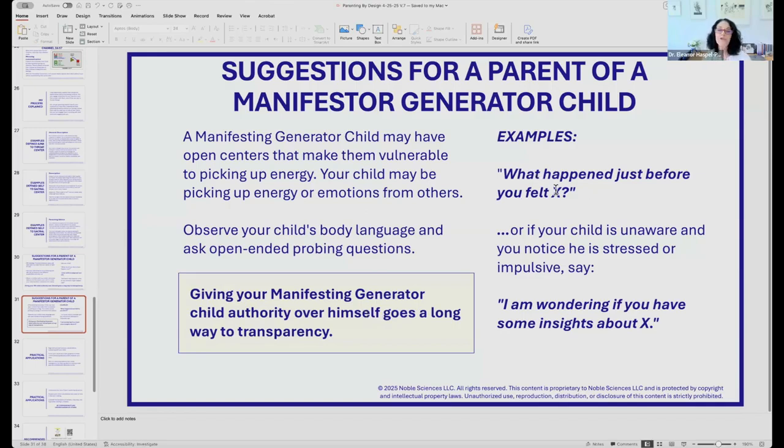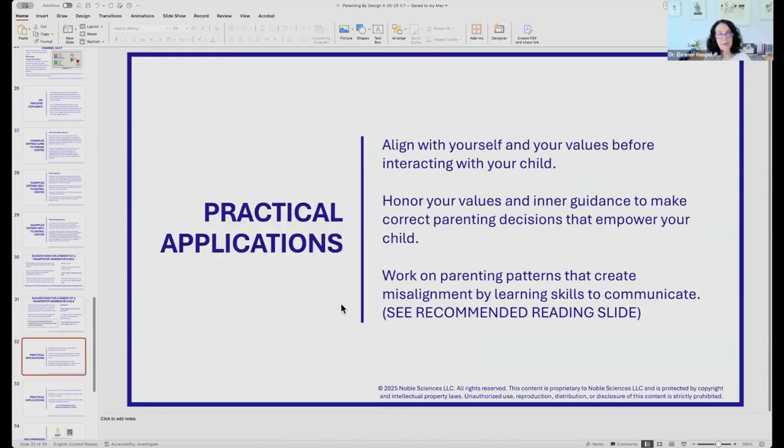And you could ask, if you see, for example, that your manifesting generator child is out of sorts or emotional, what happened just before you felt emotional? What happened just before you felt sad or angry? If your child is unaware and you notice your child is stressed, ask, I'm wondering if you have some insights about whatever it is that's going on with him. This takes interpretation away from you and puts it where it belongs, which is inside the child and getting the child to communicate with you as the parent.